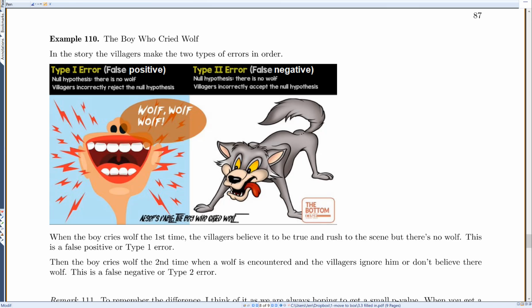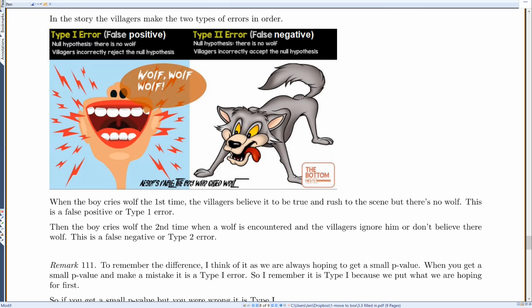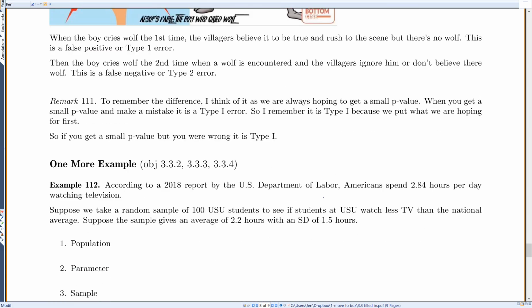Okay, so when we make a type 1 error, it's often called a false positive. They thought there was a wolf. It was positive, like positive, yes, there's a wolf, but it was false. And a false negative is when something's actually there, but you think it's not. So you'll see that terminology used a lot in practice.